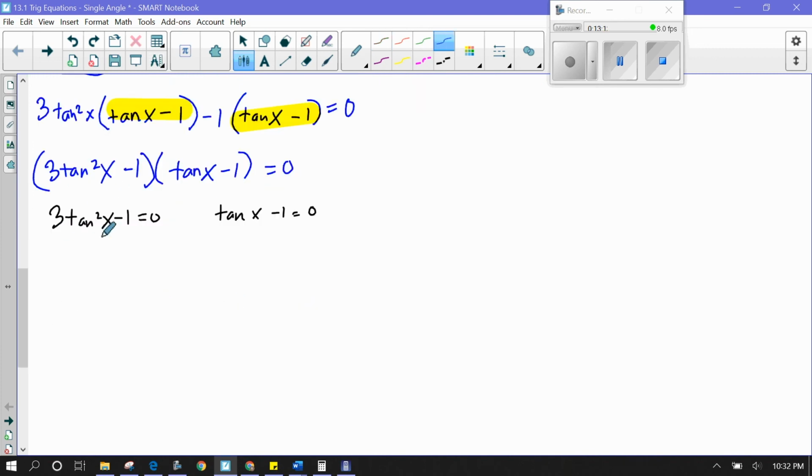and I'll start with this one on the left-hand side. So first I'm going to add 1 over and then divide by 3 and take the square root. So plus or minus square root of 1/3. For the other one, I end up getting 1.